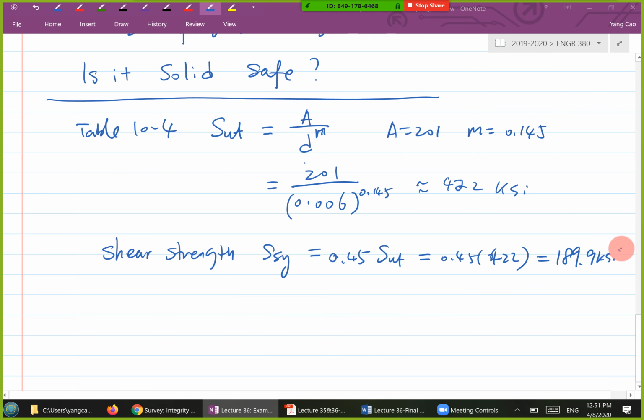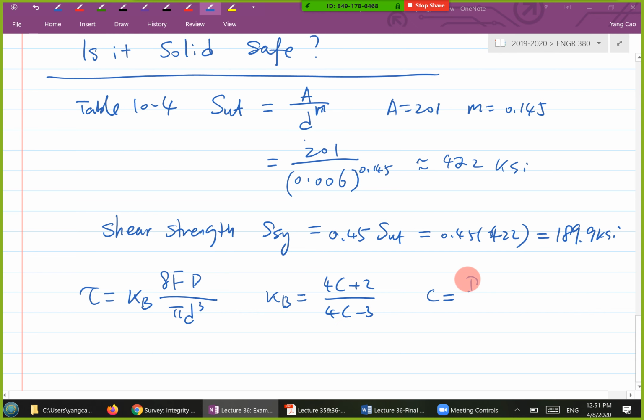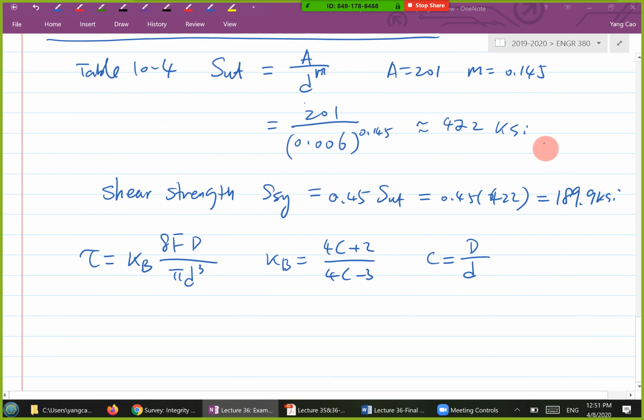Okay, now we get the strains, so let's calculate stress. So the stress formula is KB 8FD over pi d cubed. KB again is (4C plus 2) over (4C minus 3). And C is the spring index. It's the ratio between capital D and small d.